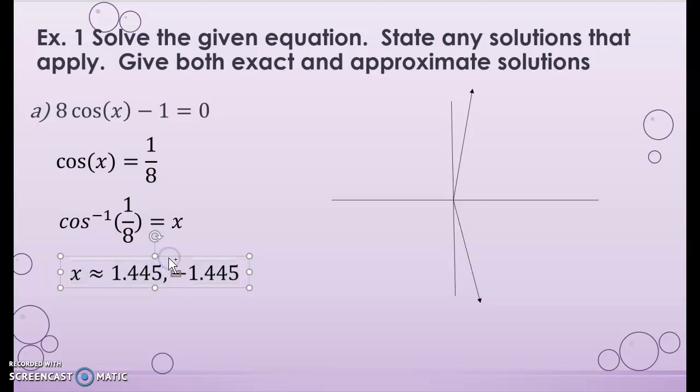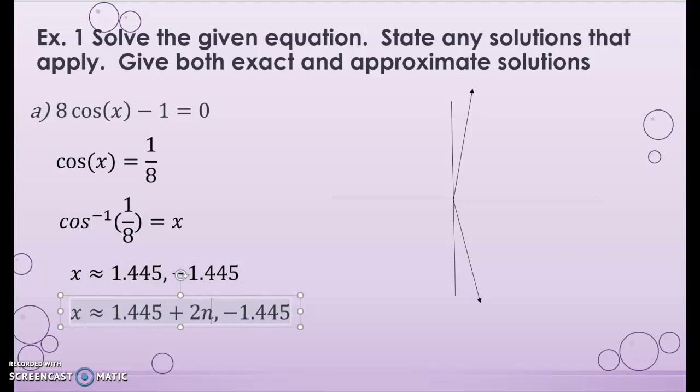Okay, so Control C, Control V. I'm going to say it's actually x equals 1.445 plus, again, plus what? Plus multiples of 2 pi, because the period for this particular function is 2 pi. Okay, and this will cover, and also one more thing, we have to state that n is an element of integers.